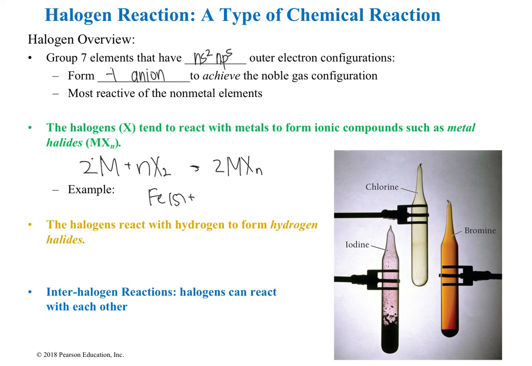metal plus chlorine gas produces iron 3 chloride. That is a solid. So then, because we have 3 chlorines, I'm going to need 3 out here. I'll need 2 here for those to balance out.